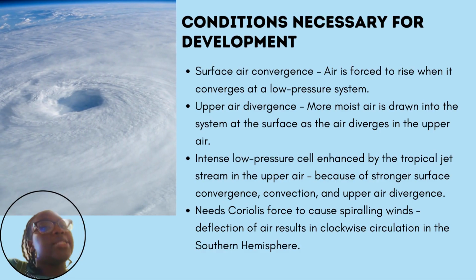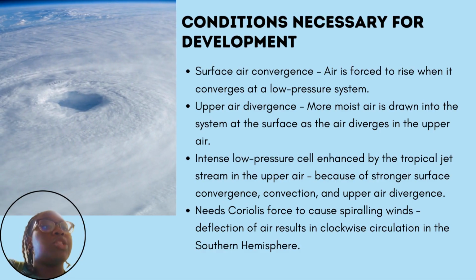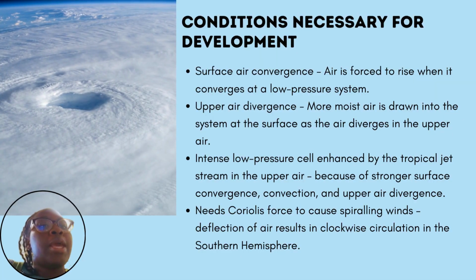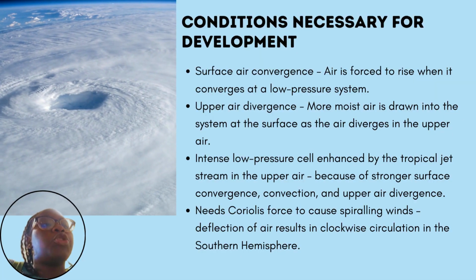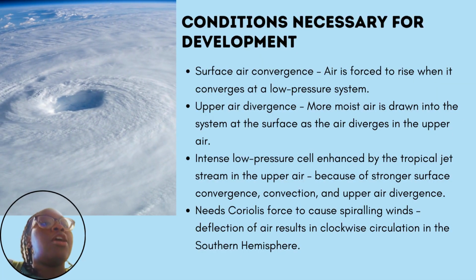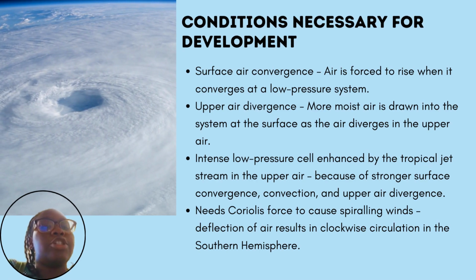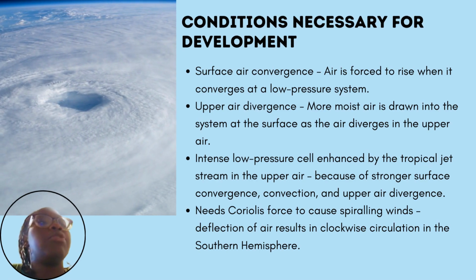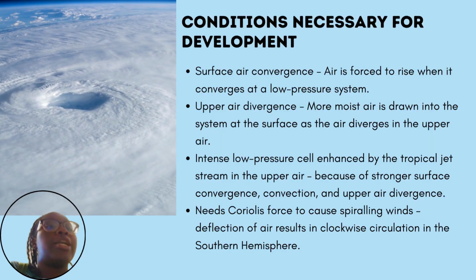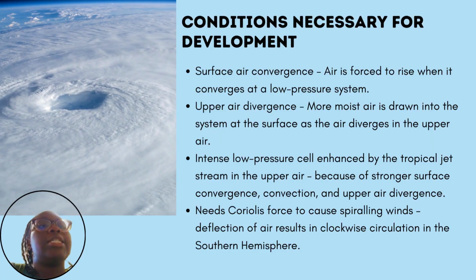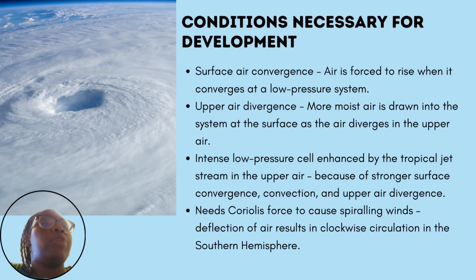Then the intense low pressure cell is enhanced by the tropical jet stream in the upper air because of strong surface convergence, convection, and upper air divergence. So because of all this, as the system is feeding into the south through convergence and convection and divergence, there is now an intensified low pressure cell.